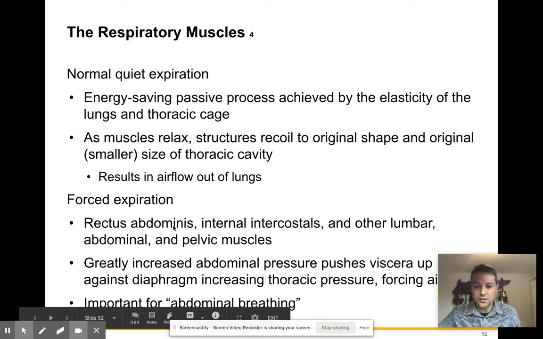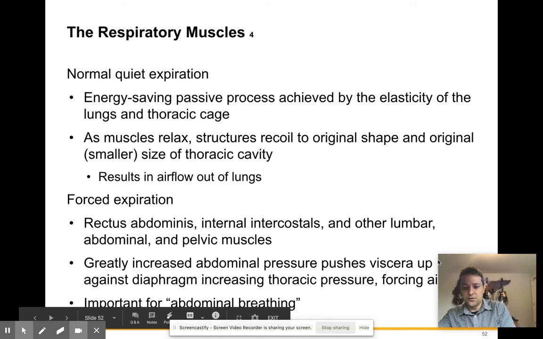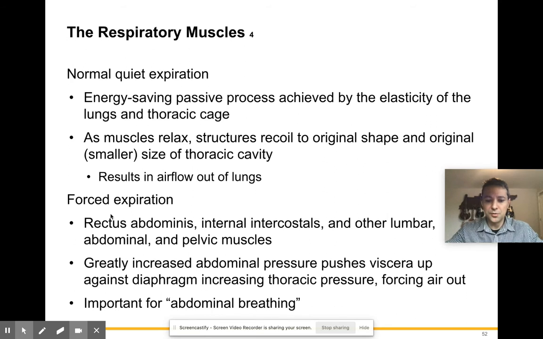Okay, other lumbar muscles of the back and abdominal muscles, and also some of your pelvic muscles are going to help expel air out of your lungs. Okay, this greatly increases your abdominal pressure. Okay, pushes the viscera up and against the diaphragm. Okay, so all those visceral surfaces of your abdominal organs push up against the diaphragm, which increases pressure and then helps to force the air out, right?